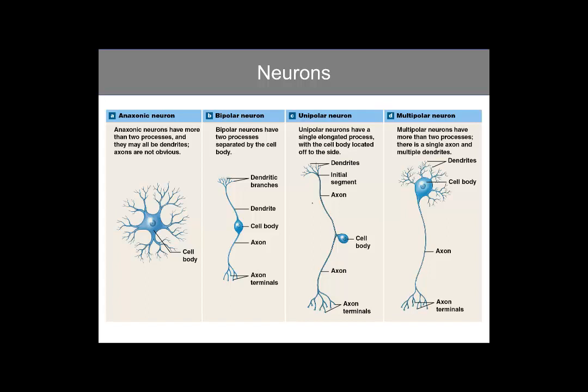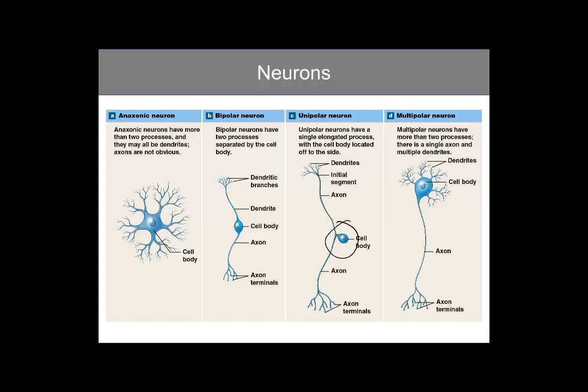So the anaxonic neuron lacks an axon. There are multiple processes off the cell body, and they're mainly dendrites. Axons are just not obvious, so you can't really differentiate axons from dendrites. The bipolar neuron is one in which you have two processes separated by the cell body. The unipolar neuron has a single elongated process with the cell body located off to the side.